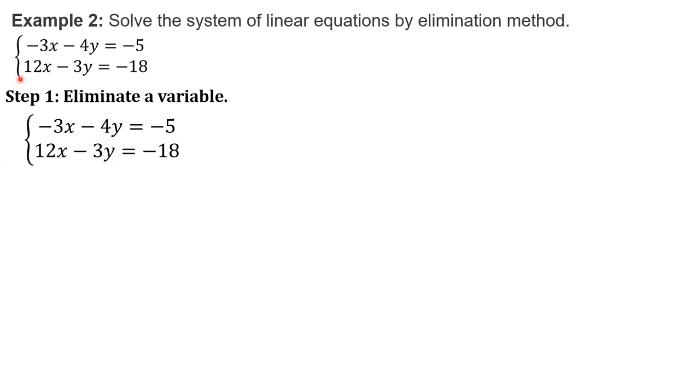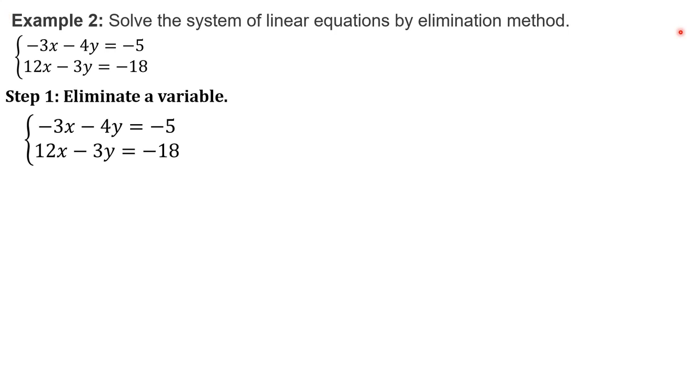As you can see, none of the two variables has the same coefficient. So before we can eliminate, we have to make them the same. You may decide whether you will eliminate x or y. After that, we may use multipliers. Think of a number that you can multiply to a certain term to make it the same with the other one. Since I want to eliminate x, my goal is to make negative 3x the same with 12x.